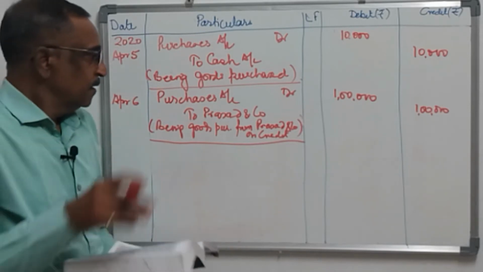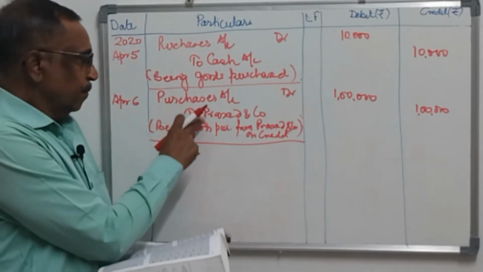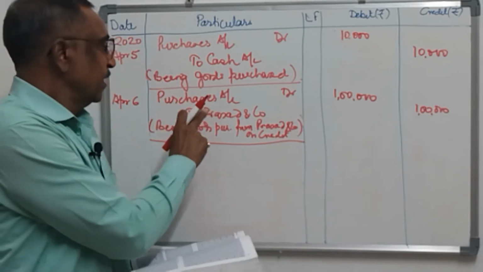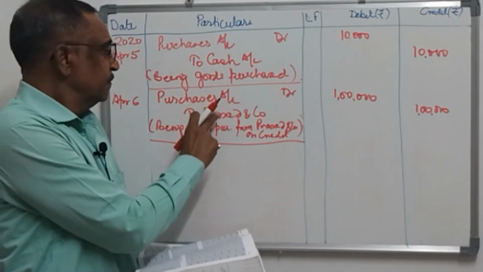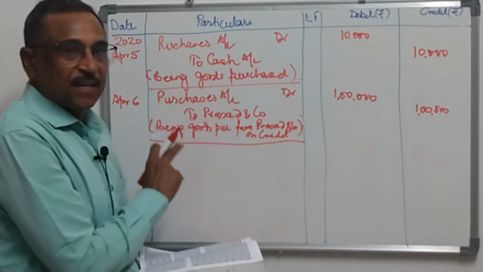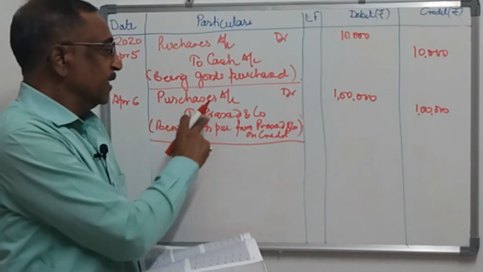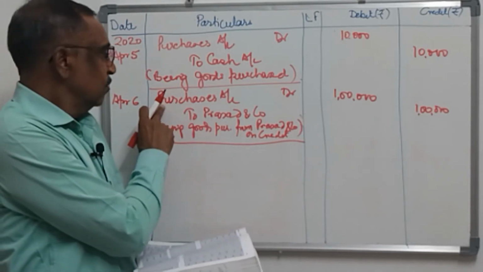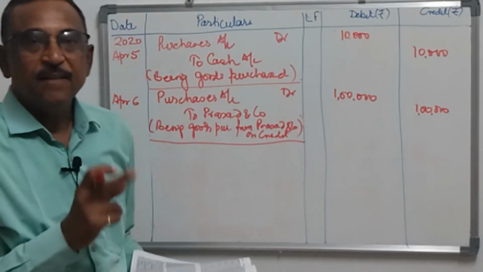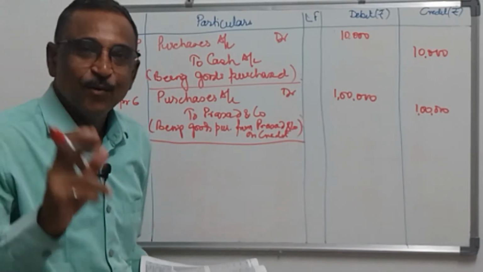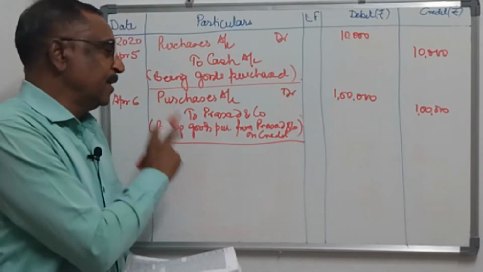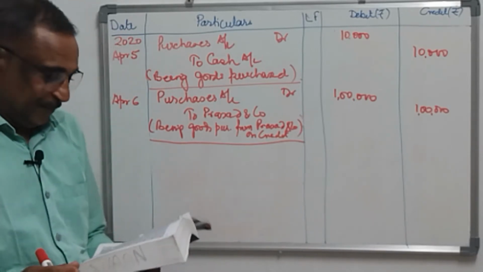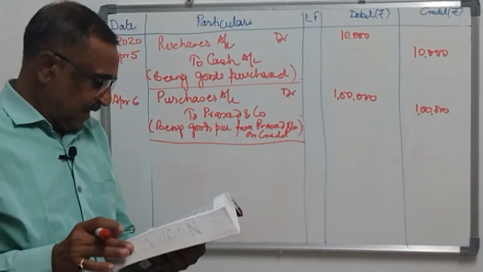Clear? Credit the giver, because Prasad and Company is a personal account, and the rule for personal account is debit the receiver, credit the giver. And purchases is our expense, so expenses are debited, because the rule as per nominal account is debit all your expenses and losses. Clear? So we move on to next.